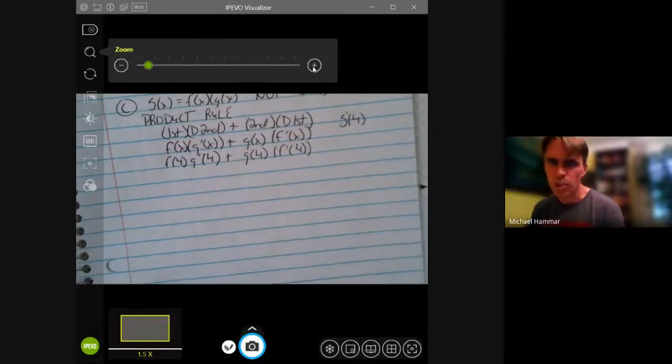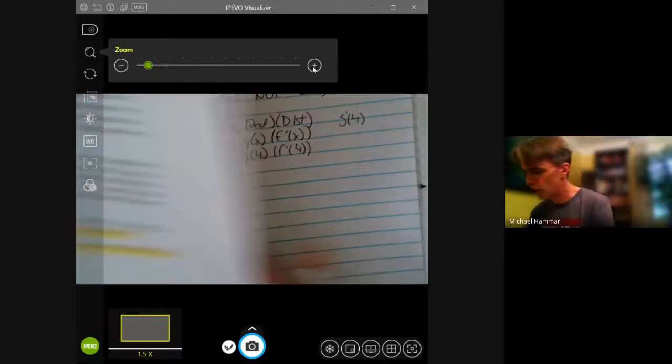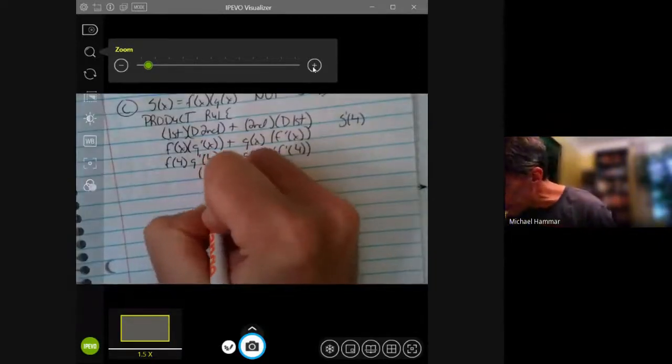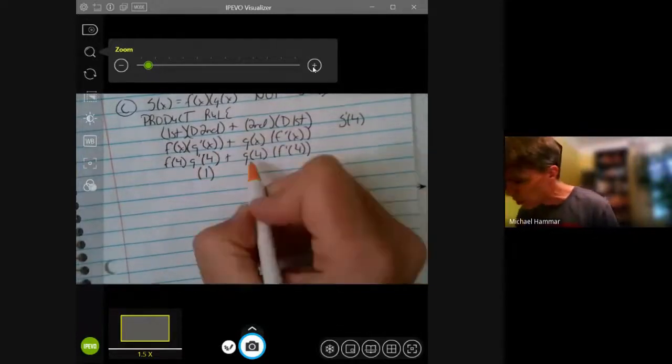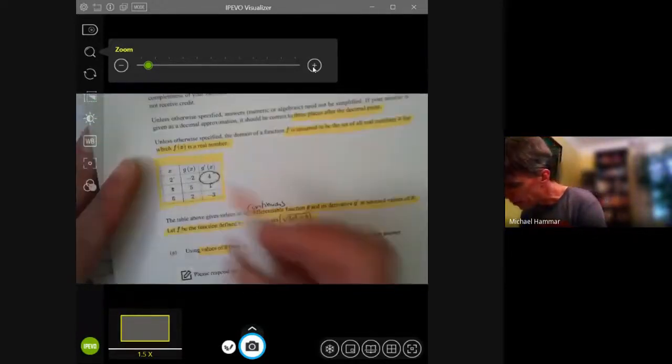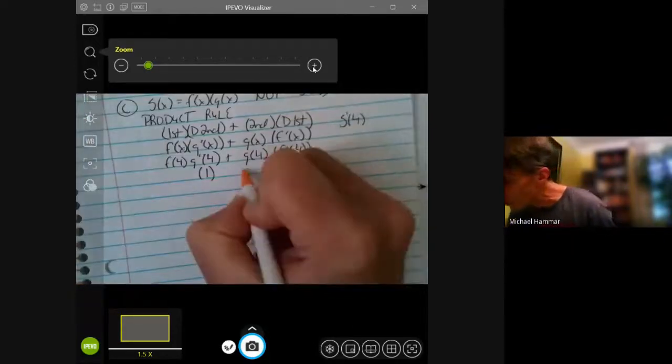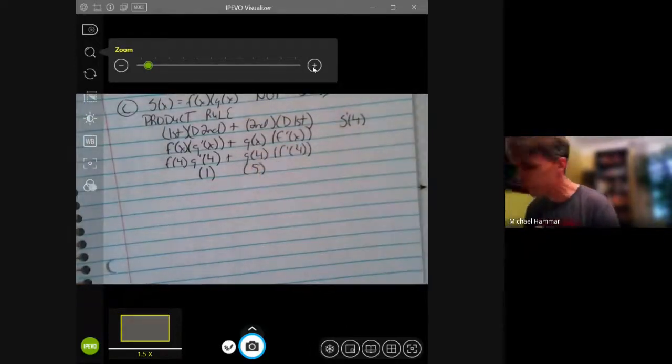The ones we can find quickly are g prime of 4 and g of 4. We go to the table. G prime of 4 is 1, so let's put that in there. And here's 4, and g of 4 is 5. So let's put that in there. So we have 4 and 5.